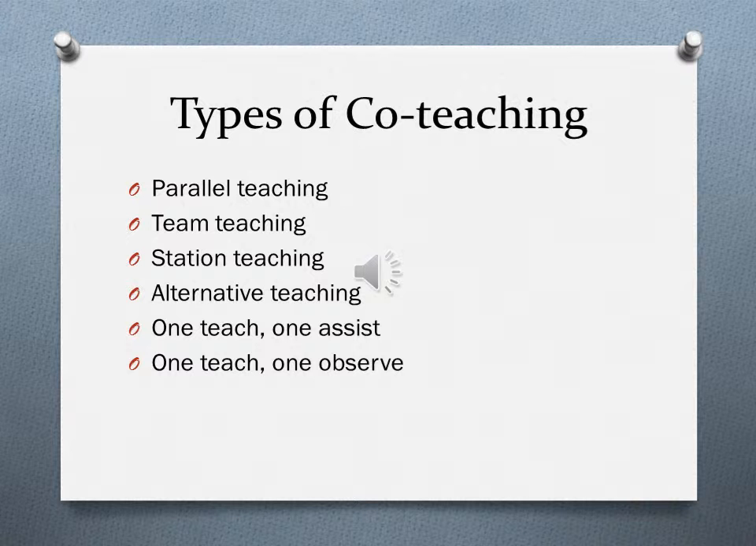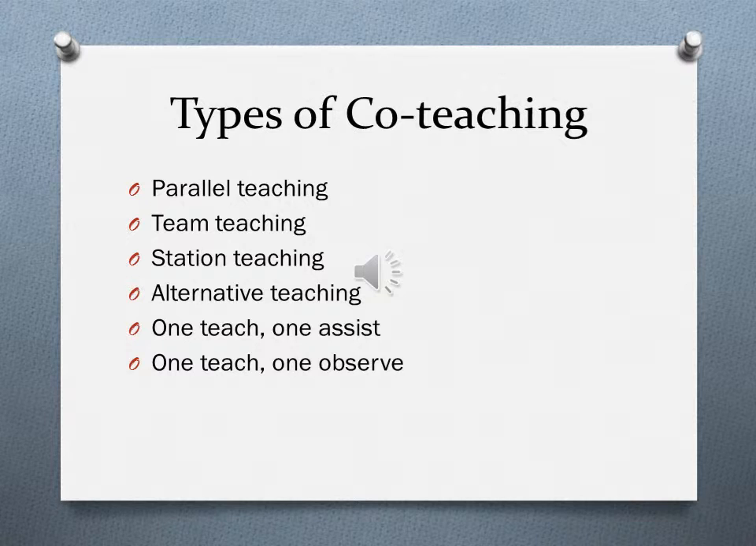Alternative teaching is where one co-teacher may take a large group of students while the other co-teacher may take a smaller group of students. This type of teaching style is usually used when students may be absent from previous lessons and are behind in that skill or content. Alternative teaching can also be used when students are struggling in one skill and that co-teacher needs to help them.